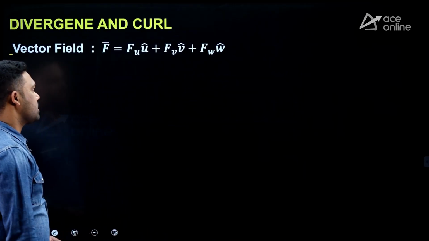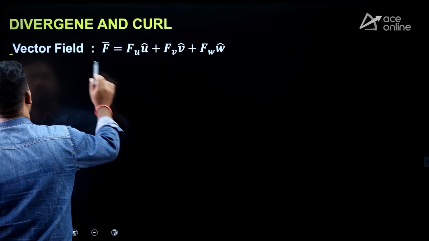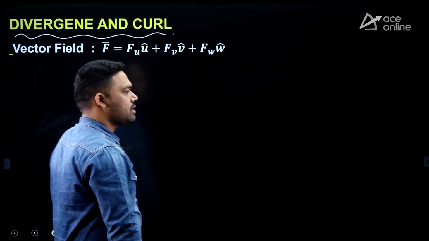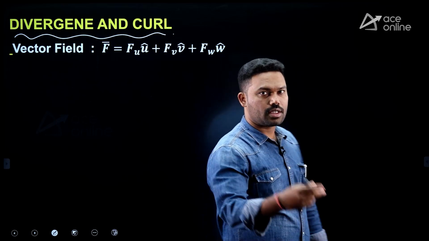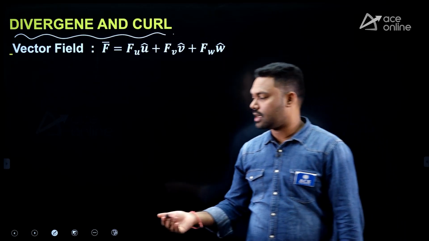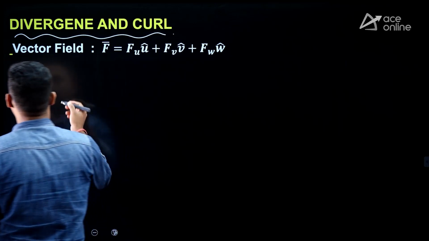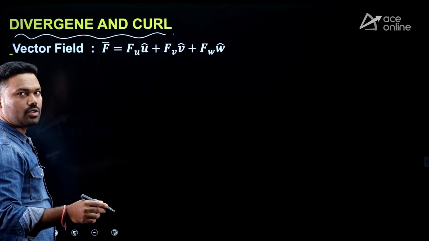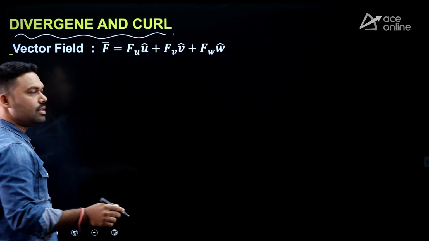Clear, guys? Next, divergence and curl. Divergence and curl are performed over the vector field. Divergence is performed over the vector field, and the output is a scalar field. Curl is performed over the vector field, and the output is a vector field. Clear, guys? So the standard vector F is equal to Fu u cap plus Fv v cap plus Fw w cap.